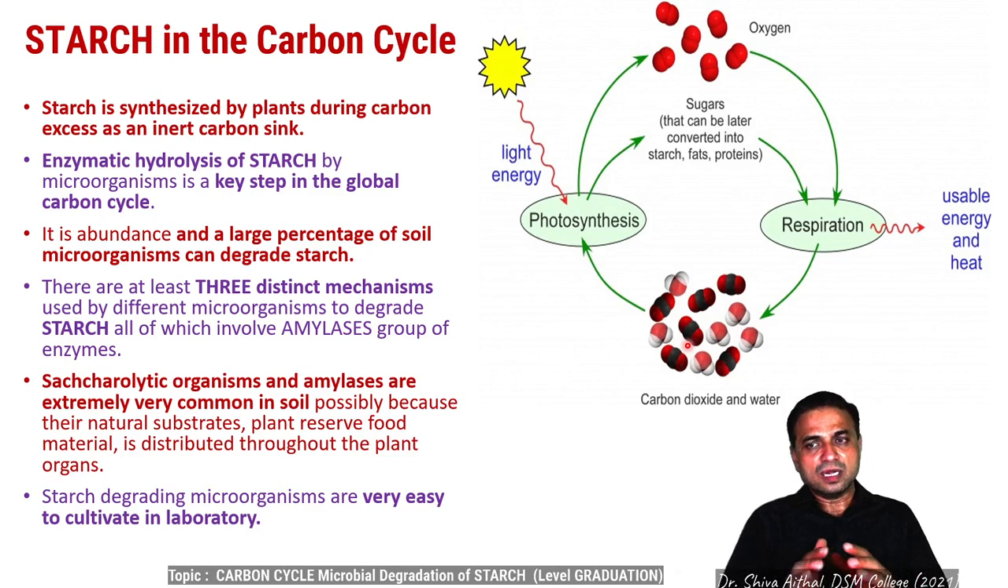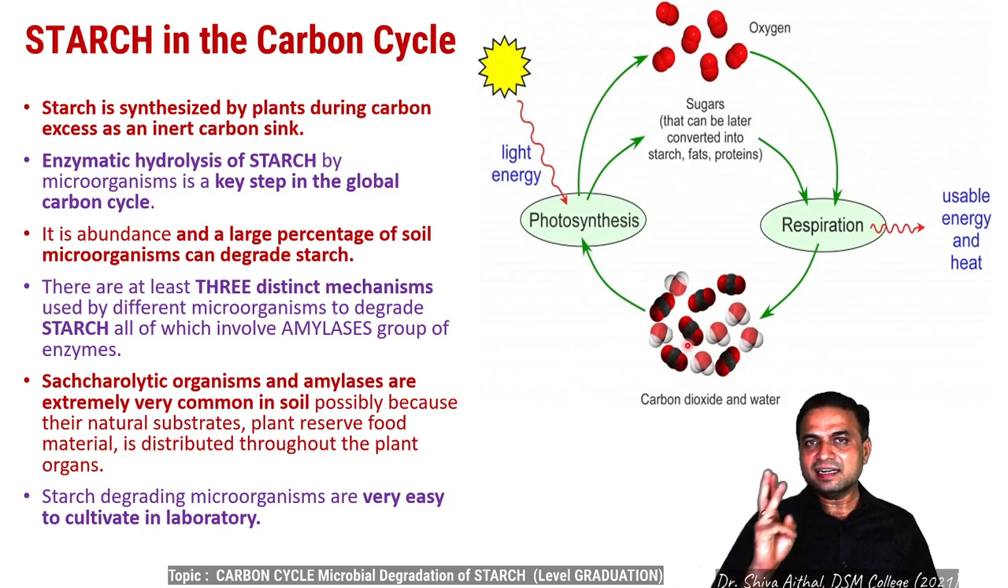Starch is abundantly present in soil, added to soil, and grown in soil. So soil bacteria are very efficient in degrading starch. There are at least 3 different enzymes and 3 different mechanisms used by microorganisms to degrade starch. It is not that whenever starch is acted upon by enzymes it will always form glucose; intermediate compounds will also be formed. These organisms which can degrade starch are called saccharolytic organisms or amylase producing organisms, because amylase is the enzyme responsible for degrading starch.